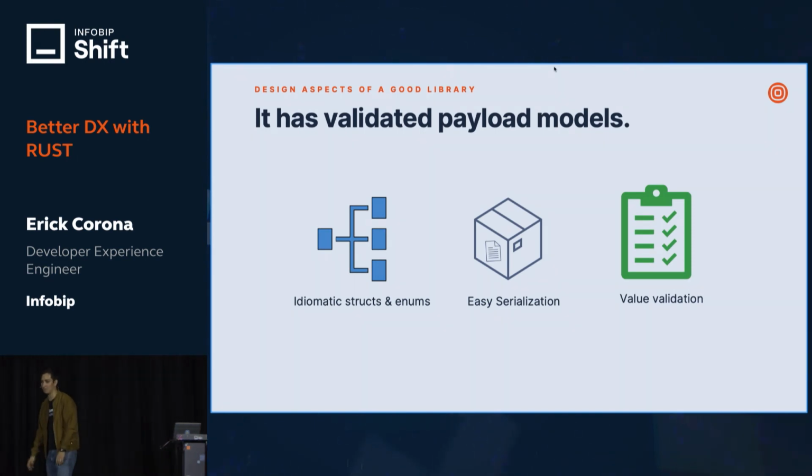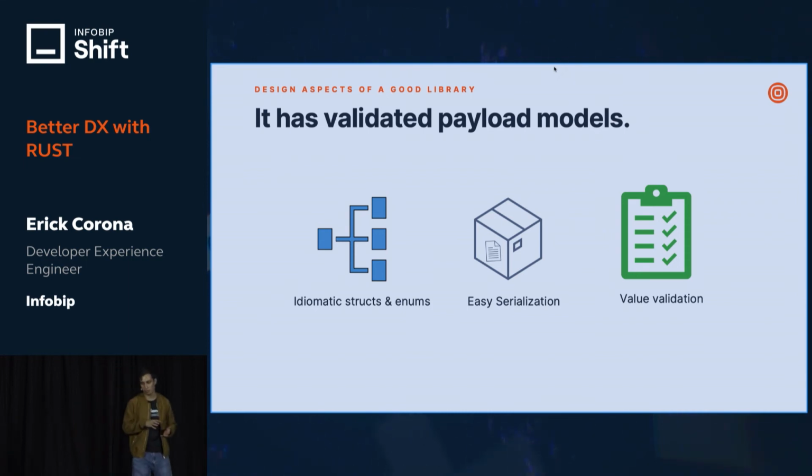And another cool thing is that we have validated payload models. So for every piece of data that you are going to send to the API, we have an object, which in Rust is called a struct or enum. And these are easily serialized so that you can send them as text over the network or store them. And another cool thing that you get is value validation. So you can make sure that all the fields in one of these objects have the correct type of data and the correct type of value. And you get good responses from the API.